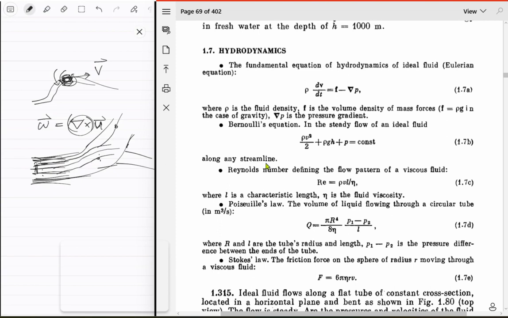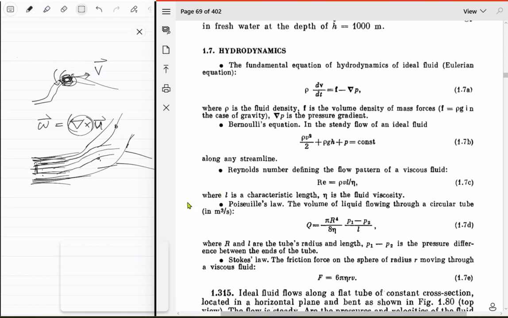Okay, so that's good. Now we know how Bernoulli's equation works, and although they are saying along any streamline, it's actually along any 2 points of the fluid, you can apply this equation. It doesn't matter that these are on different streamlines. You can still do it.